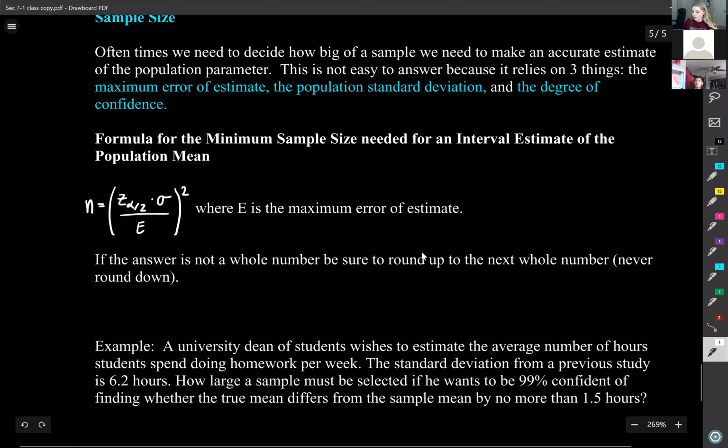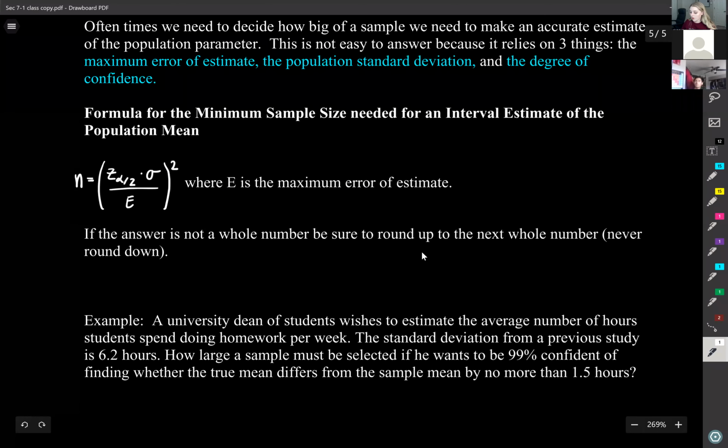And then we have a little note here that if your answer is not a whole number, you always want to round up. So never round down. Whenever you get a decimal as your answer, you always want to round up, because if you say I need at least 128.5 people, half a person doesn't make sense. We'd rather have one extra or a little more than a little less.